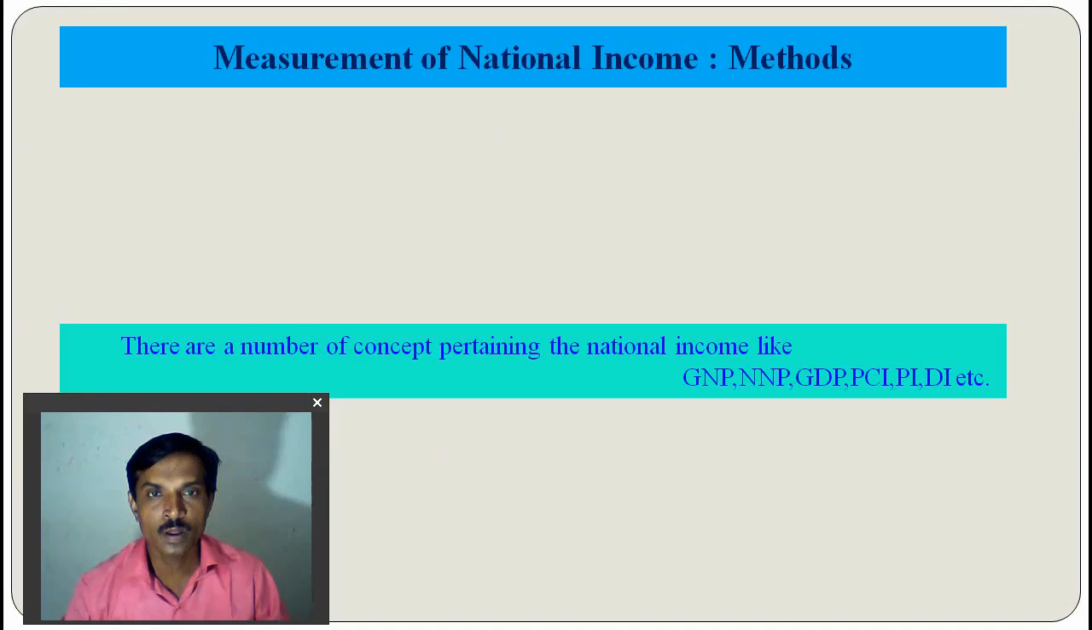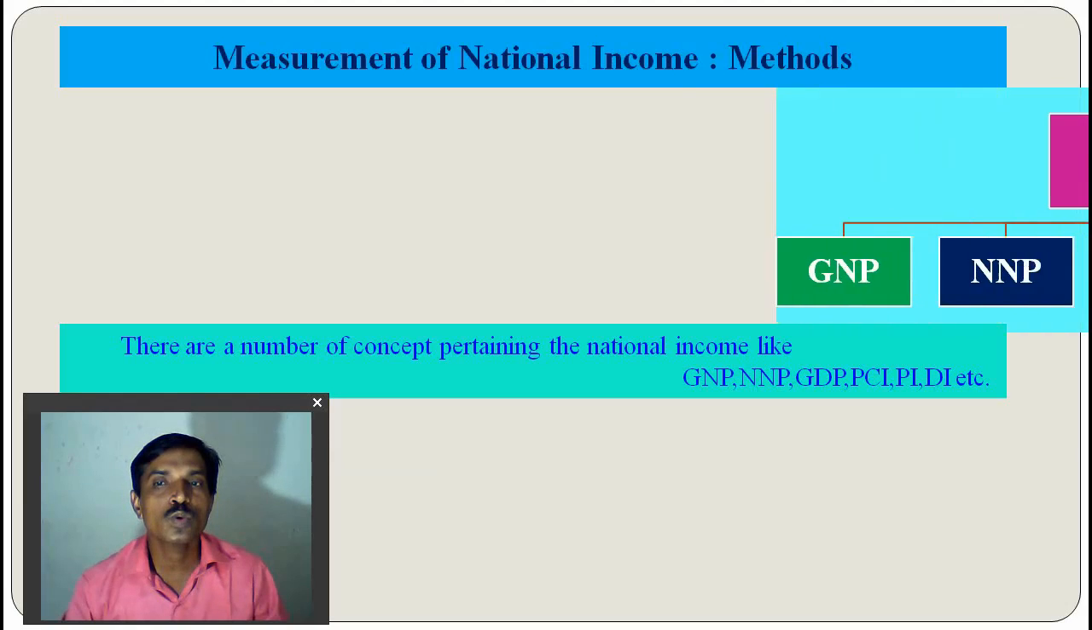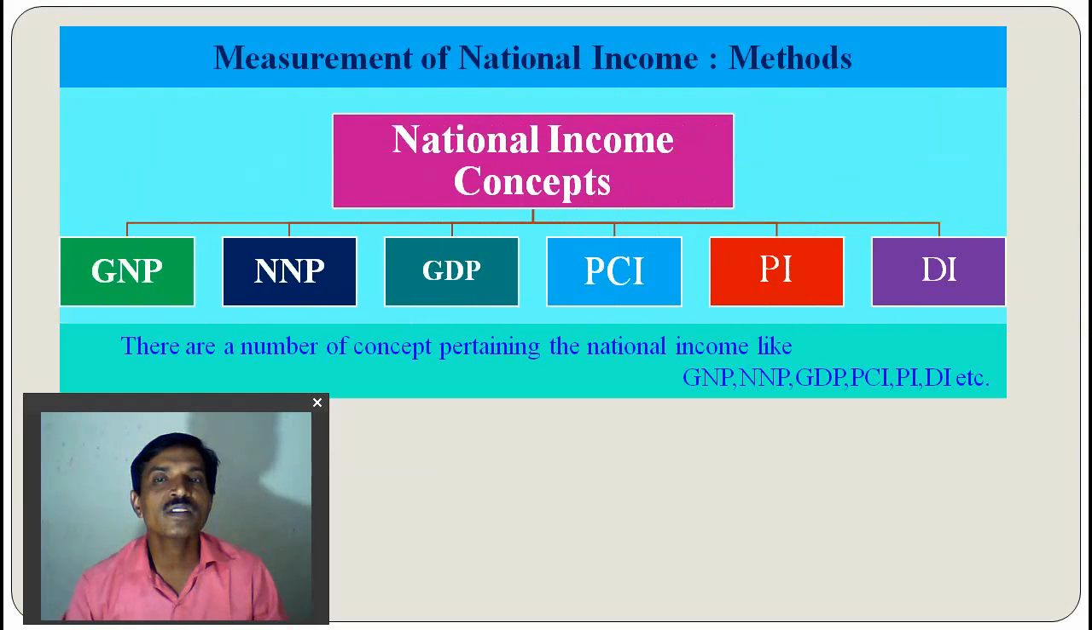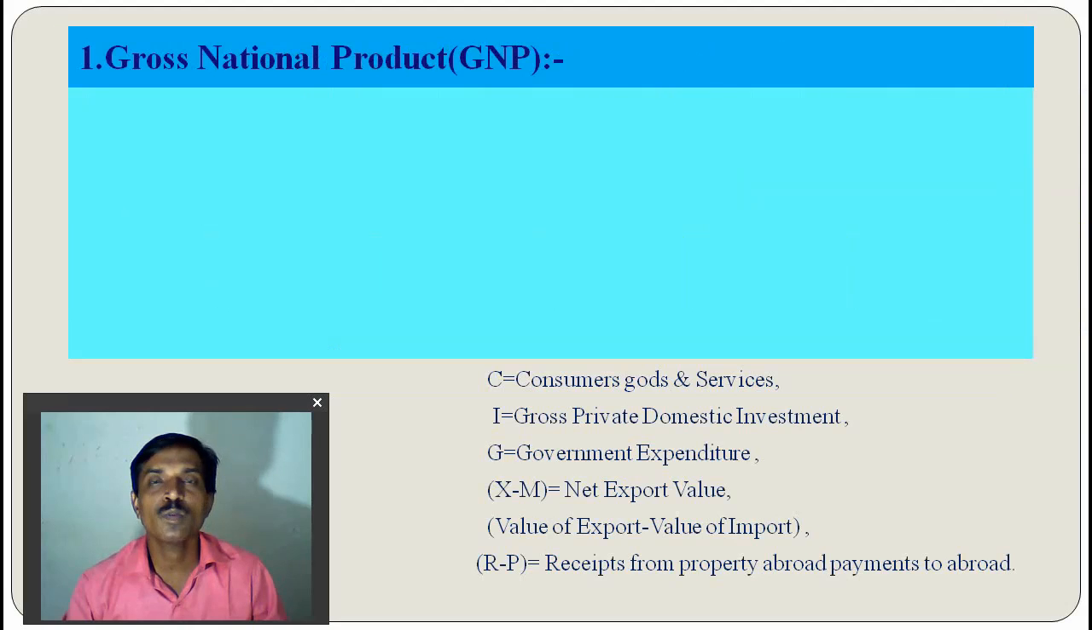And next is the measurement of national income methods. So the various concepts of national income, GNP, NNP, GDP, per capita income, personal income and disposable income, are the concepts we know in this lecture. There are a number of concepts representing the national income, like GNP, NNP, GDP, per capita income, personal income and disposable income. So we look at these concepts here one by one.